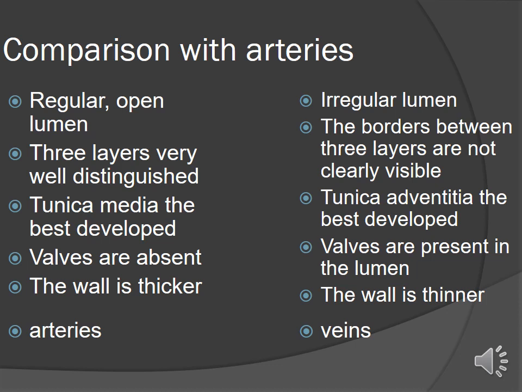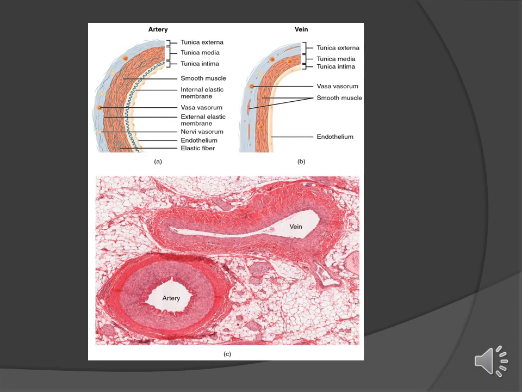The wall of arteries is thick. The wall of veins is thinner. In the upper part of our slide, we have a schematic diagram of artery and vein, and below we have a microscopic slide, artery and vein. And please look, artery, small regular lumen, vein, lumen irregular but larger.